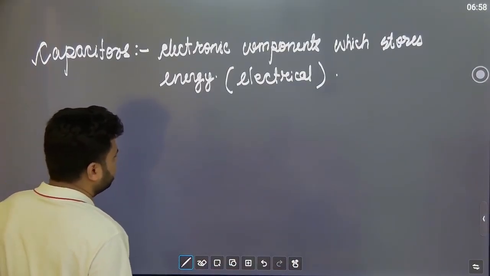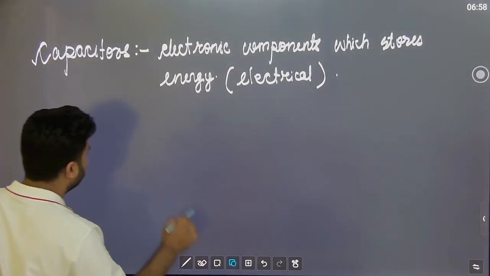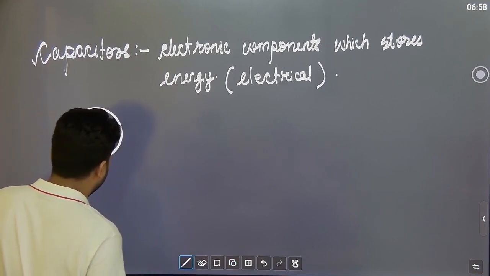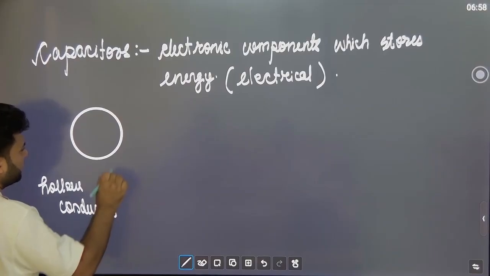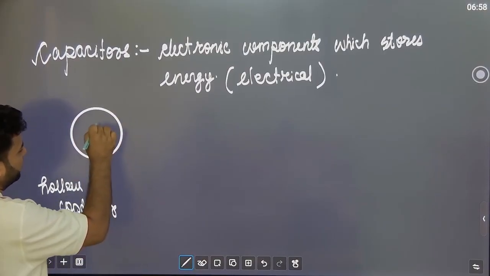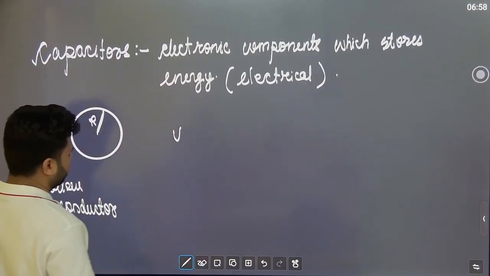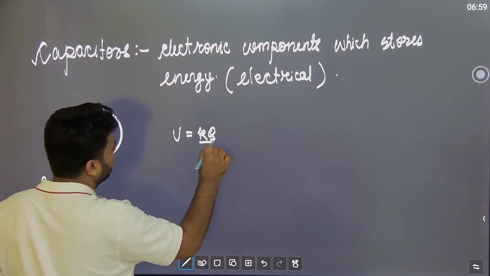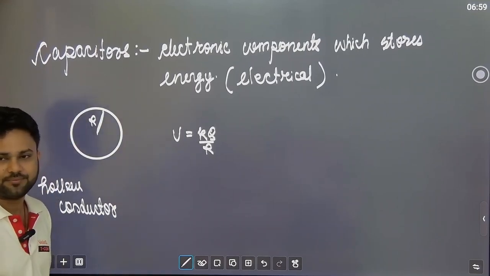So see what is happening. Suppose there is a hollow conductor, for example, hollow conductor. If I ask what is its potential at the surface, its radius is r, suppose. If I ask what is the potential of this conductor at its surface, so its formula is kq by r. No, kq by r, not r square, kq by r.